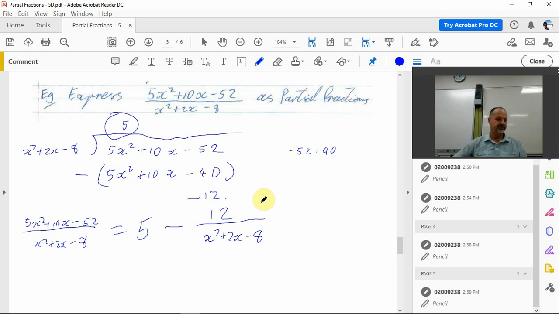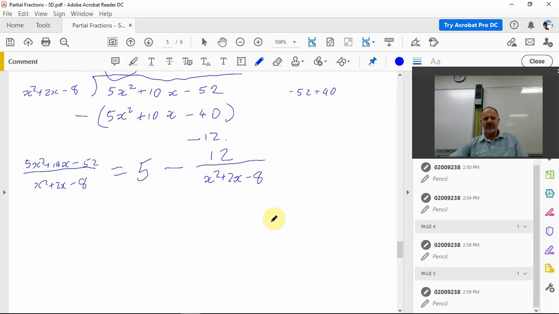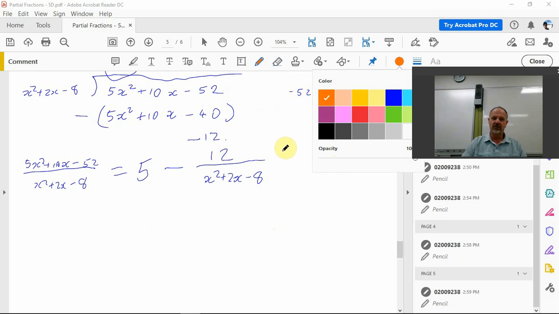All right. So now we've got that. What I need to do is the partial fractions. I only need to now do the partial fractions on this bit.